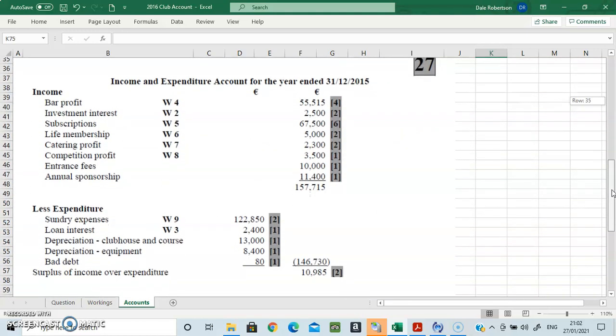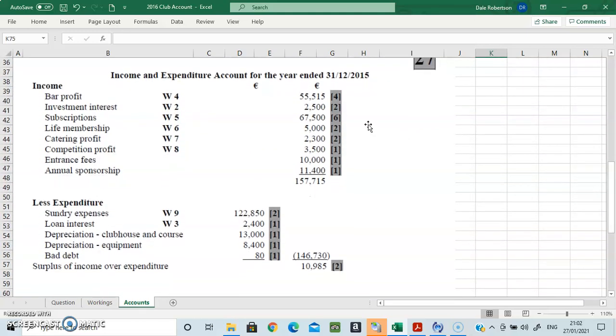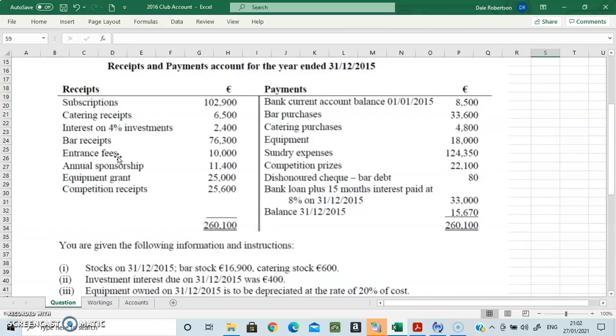Here's our income and expenditure account. You put in your bar profit, which was from working 1, and subscriptions from working 2. Those are the heavy ones for points. Investment interest was from a working, as was life membership, catering profit, and competition profit. And then directly from the question, we sought out and we got entrance fees and annual sponsorship. You do not put in the equipment grant because that is a capital income, a one-off income, so that does not go in.